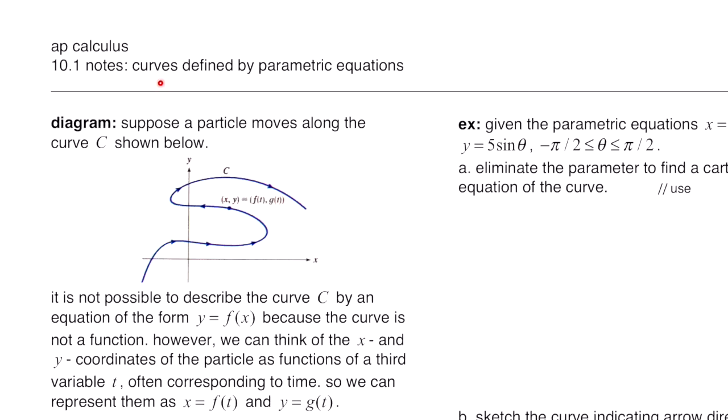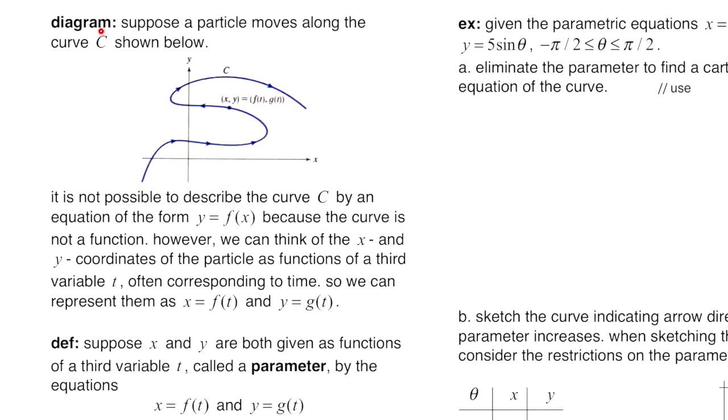In this video, we're going to cover curves defined by parametric equations. So first we have a diagram. It says, suppose a particle moves along the curve C shown below. So you can see that you have arrows on your curve, and that indicates the direction.